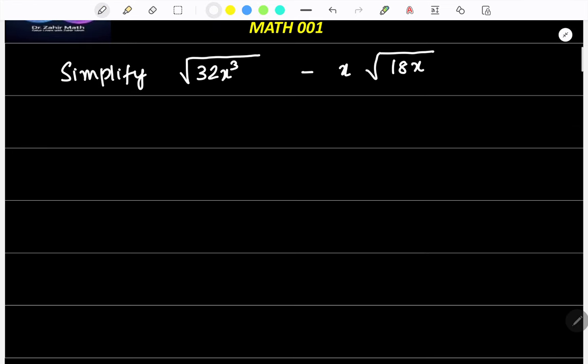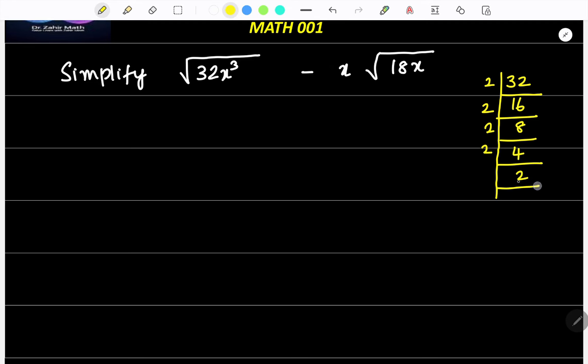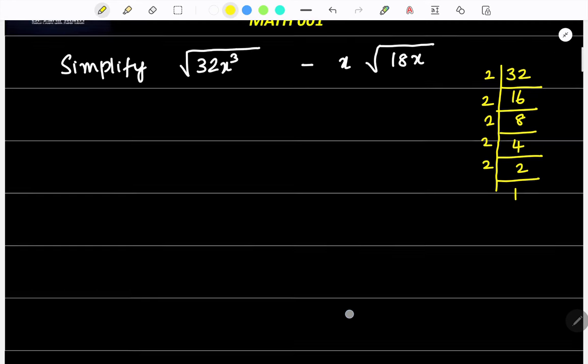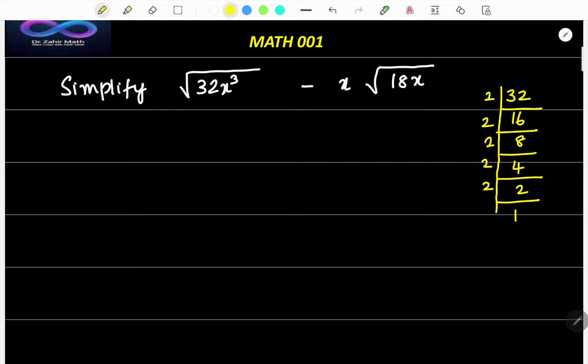Simplify square root of 32x cube minus x times square root of 18x. Square root means, suppose you have square root 4, it can be written as 2 multiplied by 2, so the answer is 2. In the same manner, let us put 32 now: 2, 16, 2, 8, 2, 4, 2, 2 and then 2, 1. Similarly, 18: 2, 9, 3, 3, 3, 1.